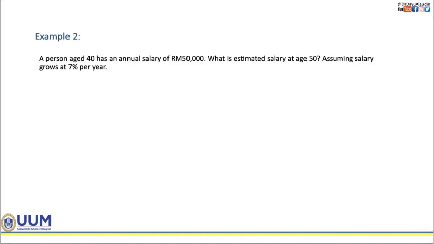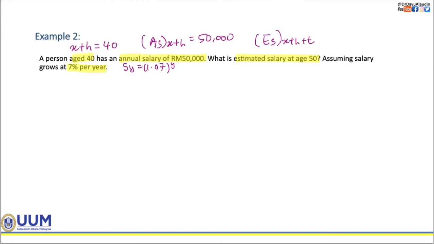Now we look at example 2. A person aged 40 has an annual salary of 50,000. What is the estimated salary at age 50, assuming salary grows at 7% per year? So this is the information that we have to consider. Age 40, which is the current age, x plus h is equal to 40, and the annual salary now is 50,000, and we have to calculate the estimated salary at age 50.